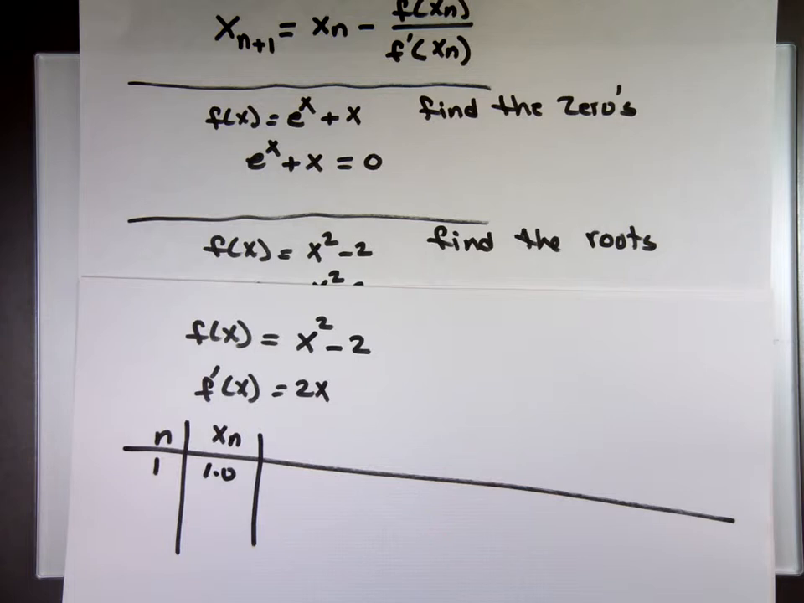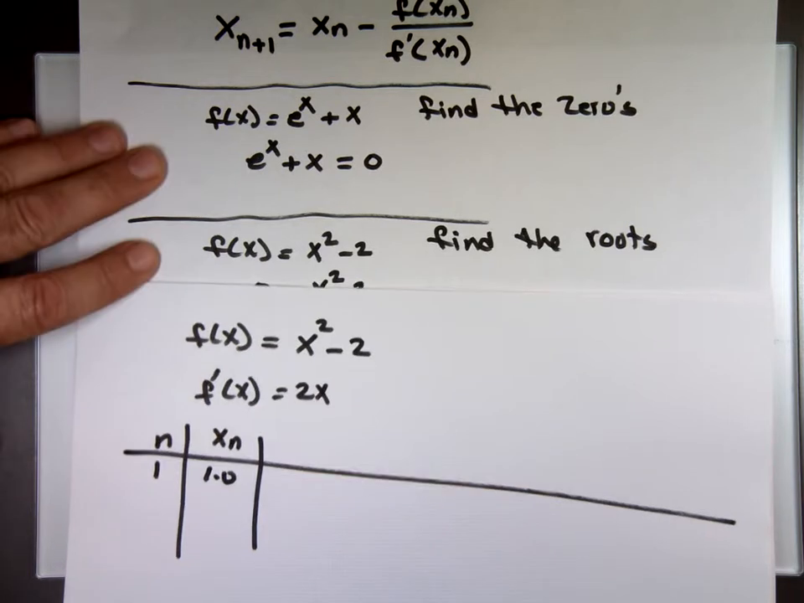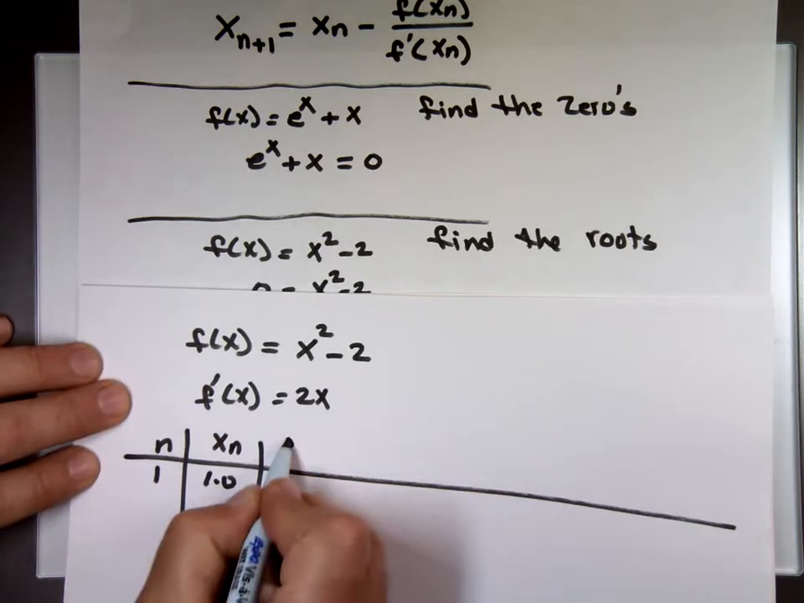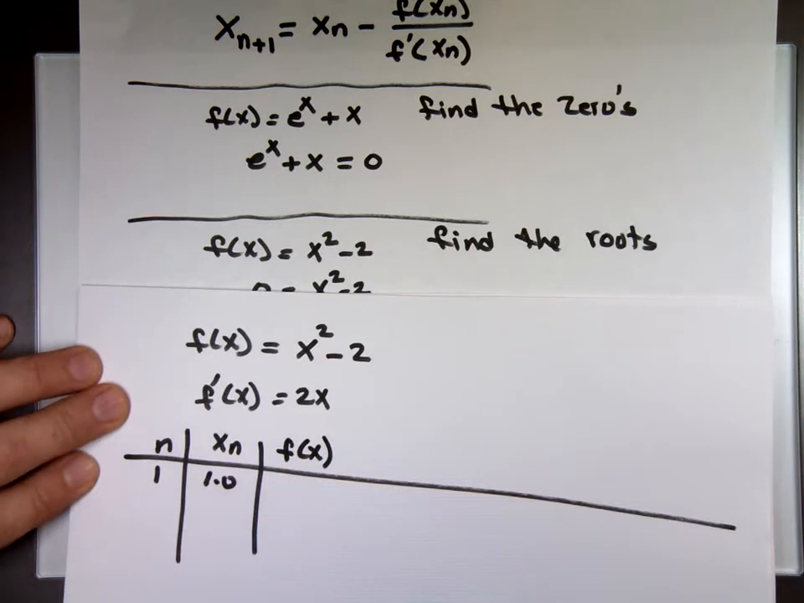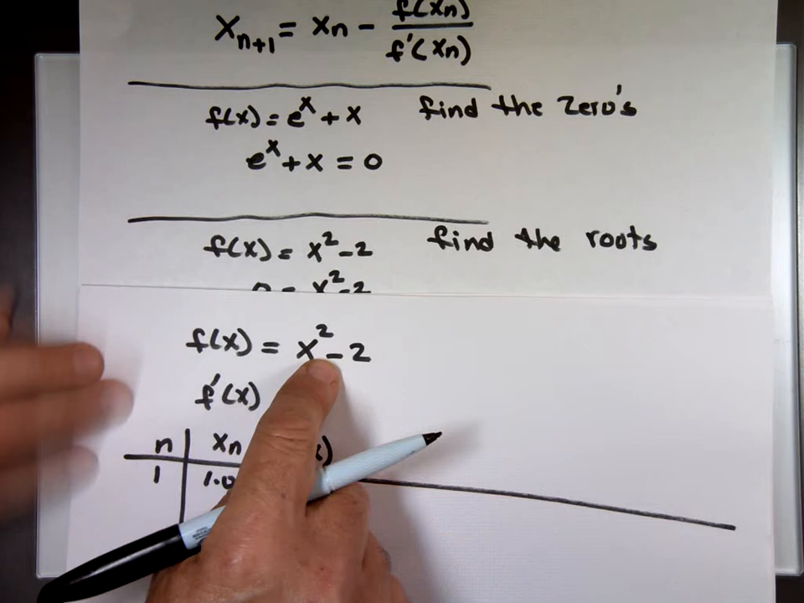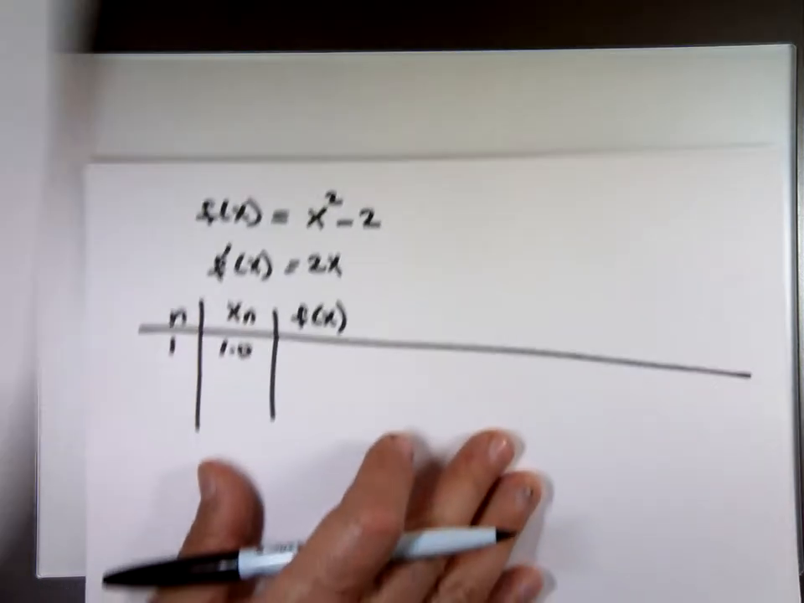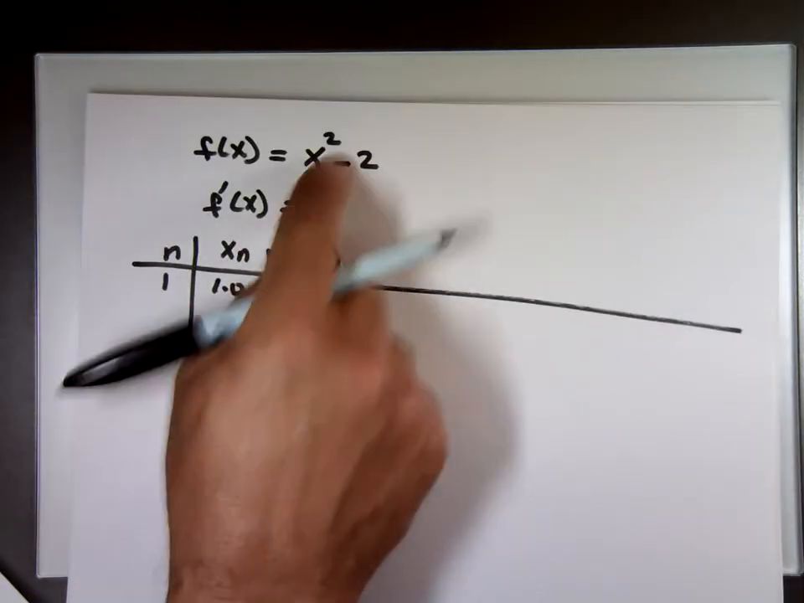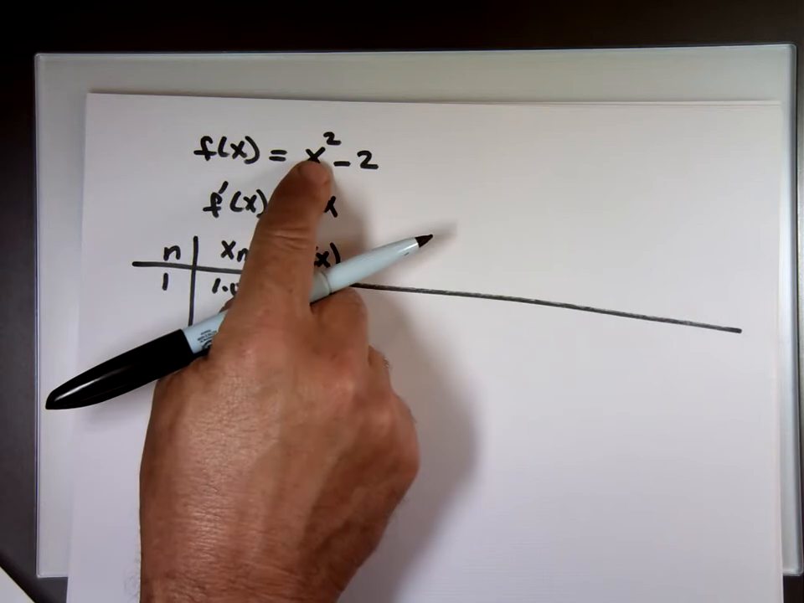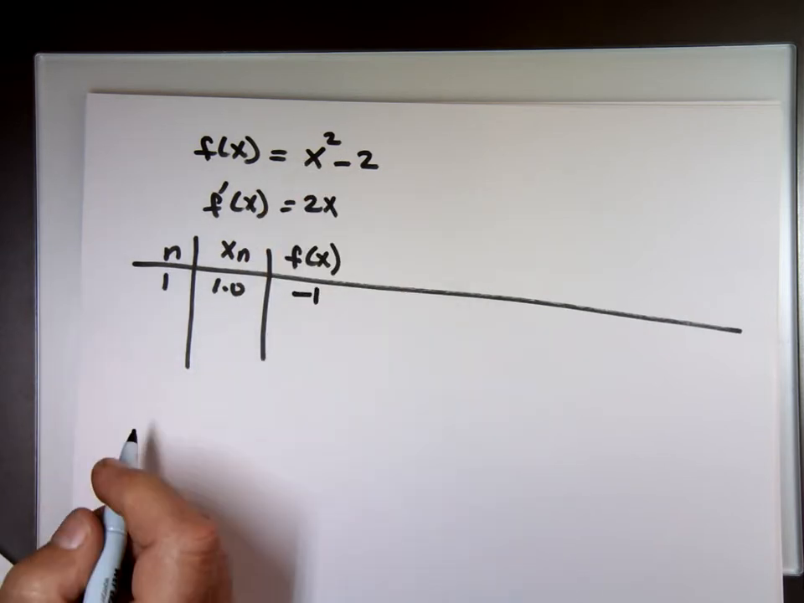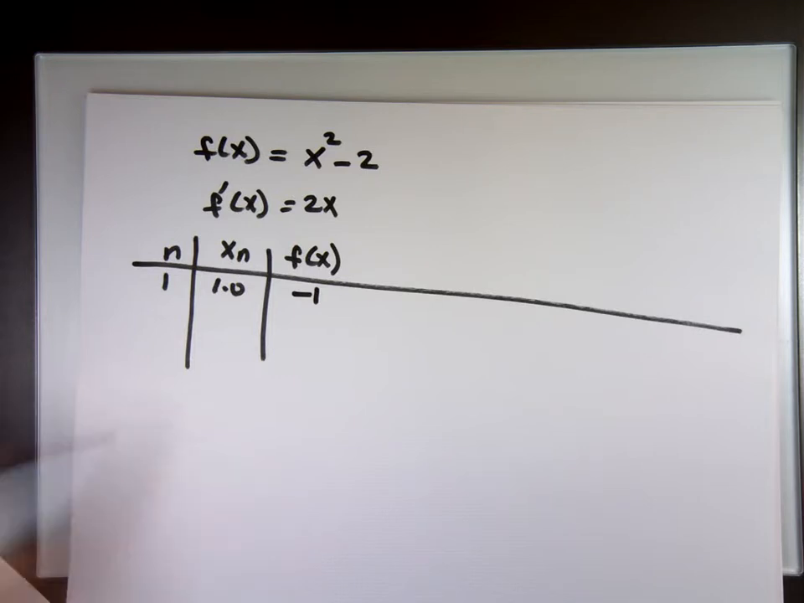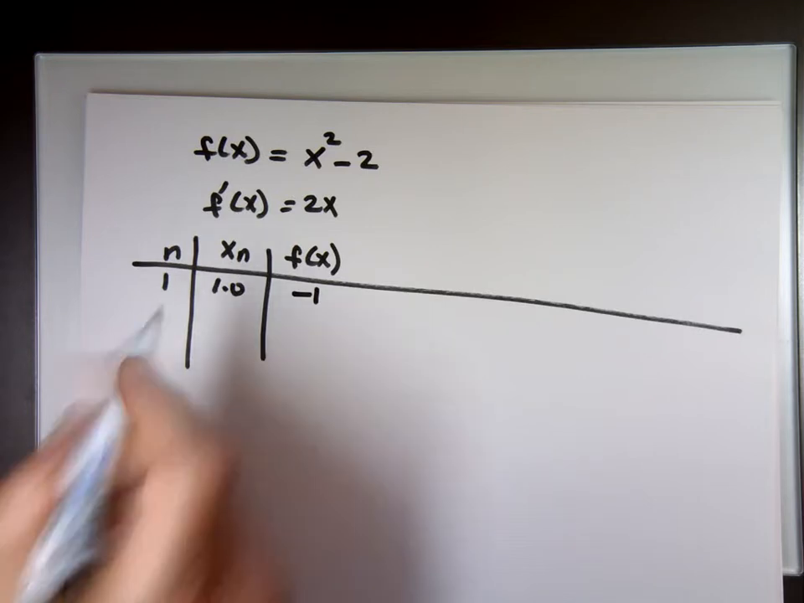Is that really a solution? How do you know if that's a solution? If you plug it into f of x, does your answer equal 0? If it is, that's your answer. Well, let's take the 1, plug it in here. What is 1 when you square it? 1 minus 2? Oh, that's not an answer. So, that's not a solution. Let me try a different point.